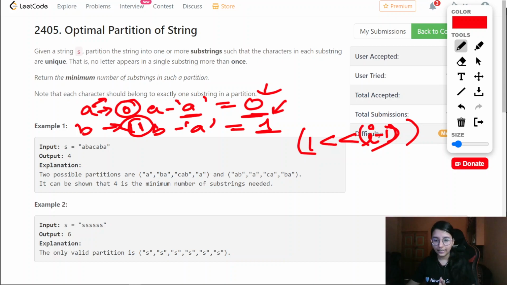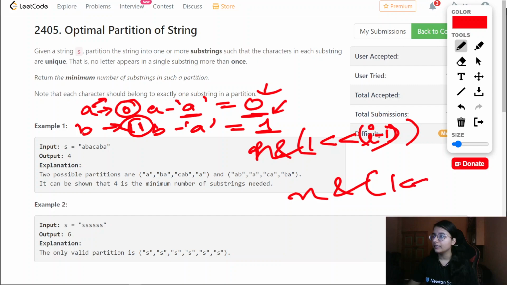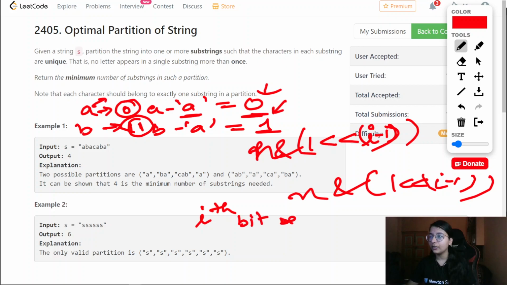That's why we do I minus 1. And then we do this with the number, let us take it as n. So n AND 1 shifted by I minus 1 will let us know whether the ith bit is set or not. So this is the thing we will be checking by this.